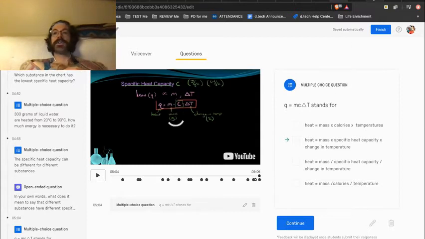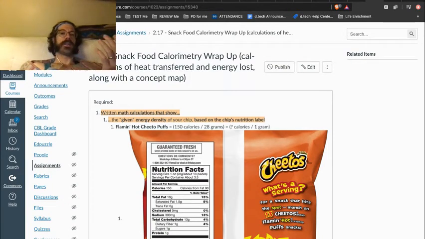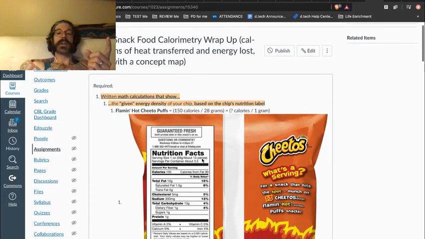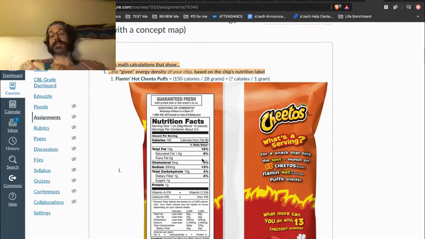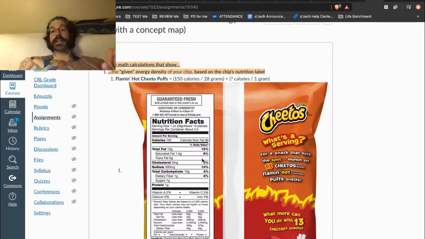Just so you know, this is leading you into an assignment that's, I think, going to be number 2.17. It's going to look something like this: snack food calorimetry wrap up. I'm going to be having you apply this understanding of specific heat capacity by finishing up some calculations related to the chips. So first, take a look at what chips you were testing with. If you didn't test, you can look on Piazza and find some data from someone who did test.